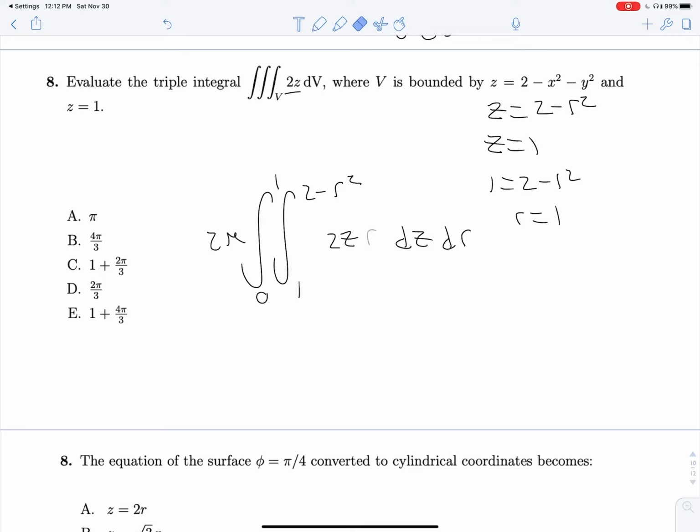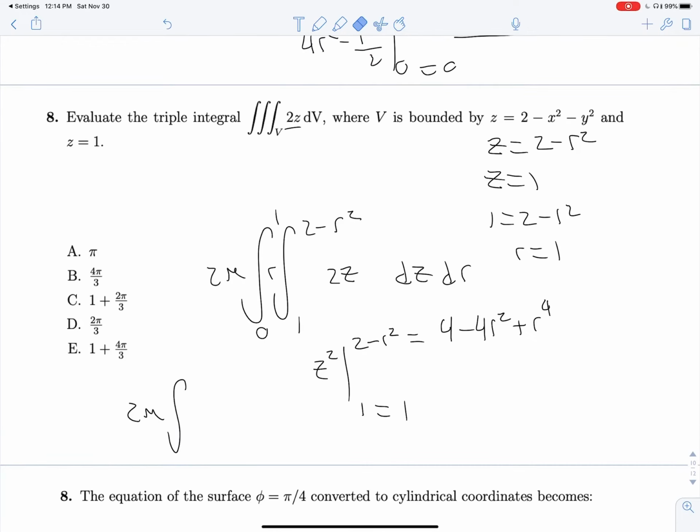I'm actually going to move this r into here for now. So our first integral is going to give us z squared evaluated from 1 to 2 minus r squared, which will give us 4 minus 4r squared plus r to the fourth, minus 1. So this will all evaluate to give us an integral from 0 to 1 of 3r. Remember, we got this r here that we have to multiply in. 3r minus 4r cubed plus r to the fifth dr. And I'll erase this to give us a little bit more room.